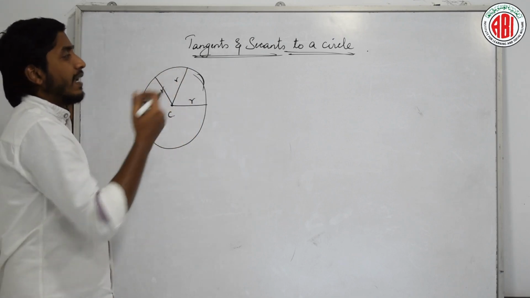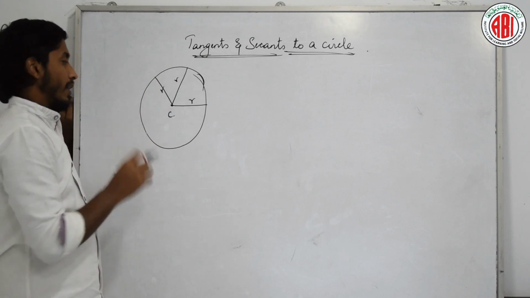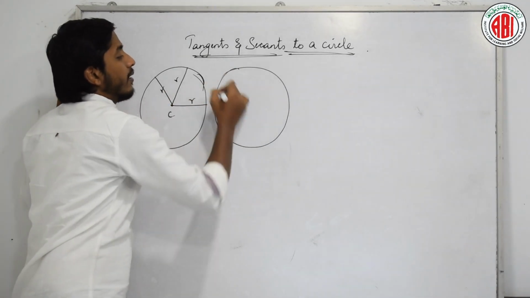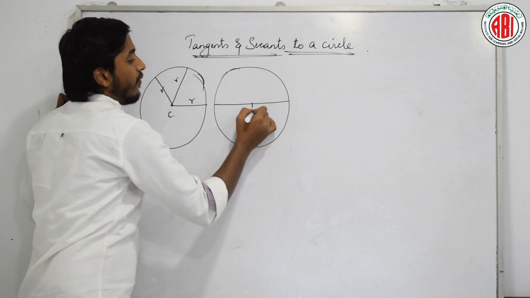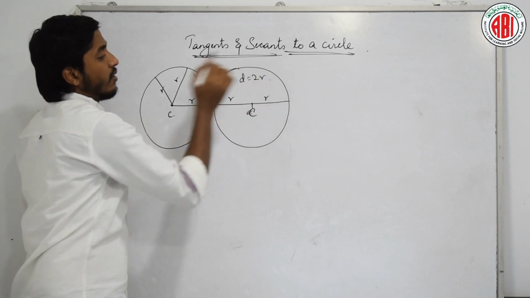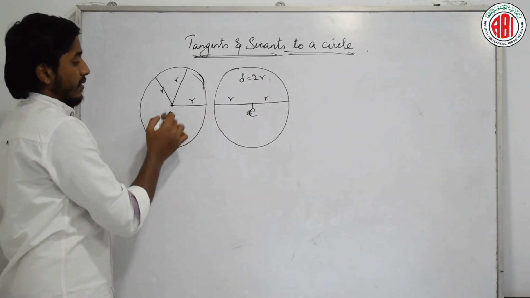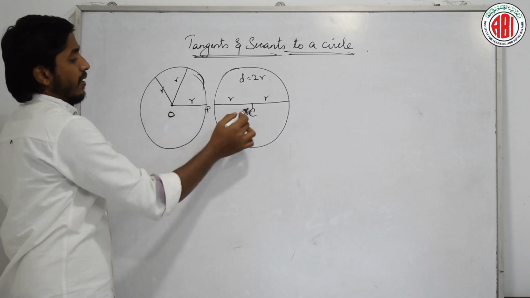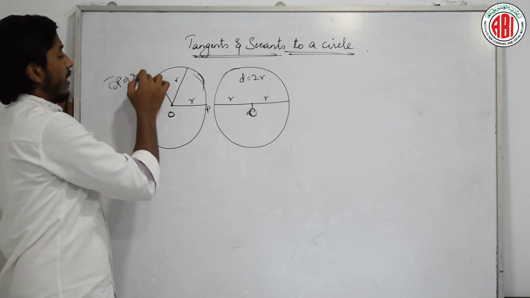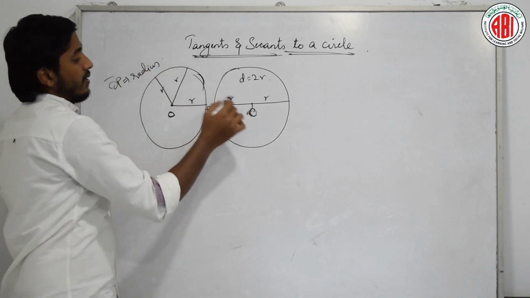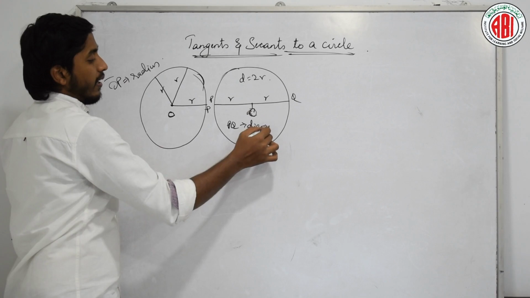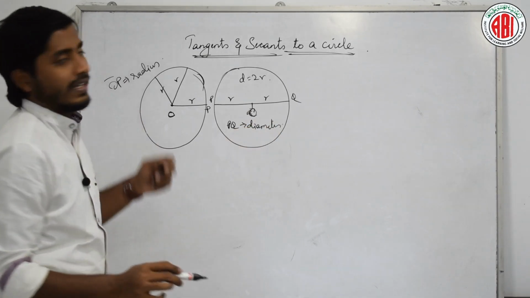Before tangent and secant, this is a radius. What is the diameter? Tell me. Diameter is double the radius. If this is the center, this is the diameter, which is 2r. Let us put it as O and P. Wherever we write the center, let us write it as O. What is OP? Radius. What is PQ here? PQ is the diameter.